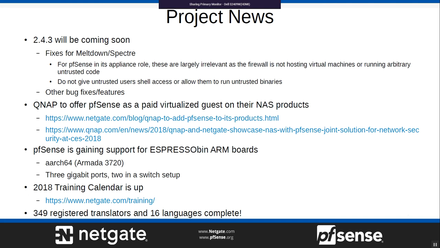We're adding support for pfSense to the Espresso Bin ARM boards. It's another ARM board. It's an AArch64 Armada 3720 processor. It's got 3 gigabit ports. It's got a WAN port and then 2 LAN ports and a switch setup. So they're pretty neat little boards. They're fairly inexpensive, and I think we're going to start offering those directly. If we don't offer them directly, we think we're going to have a paid image for that. But we've got some news coming up about that shortly.